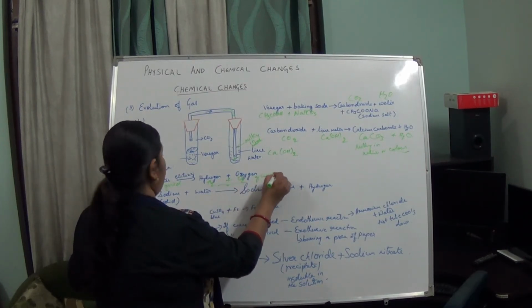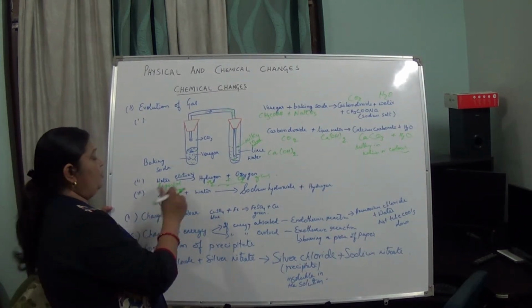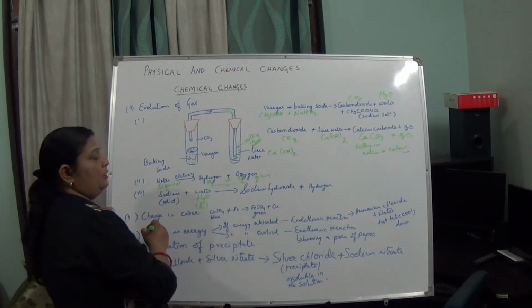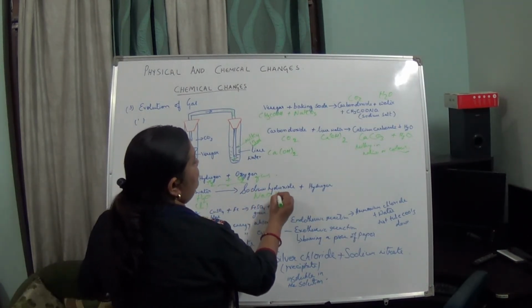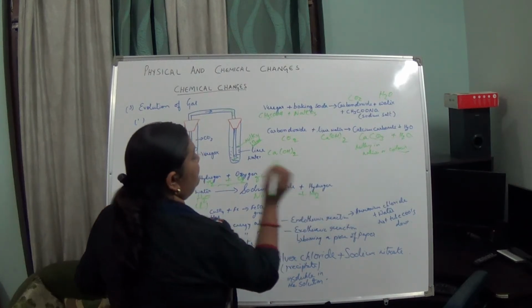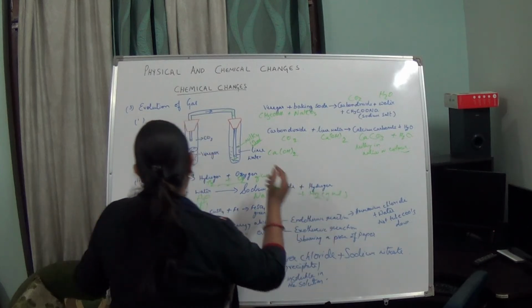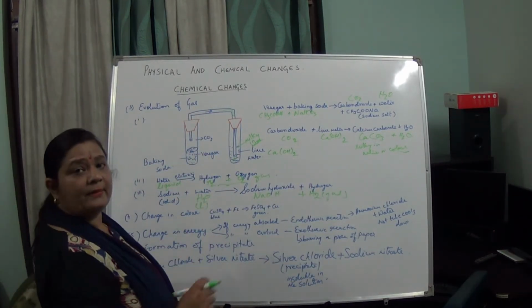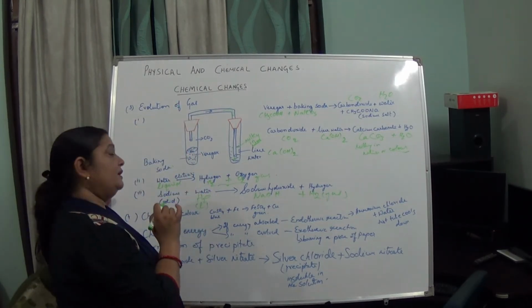gaseous form. Now sodium, if you take sodium in the solid form and add water which is in liquid form, you are getting sodium hydroxide plus hydrogen, and this hydrogen is a gas. So you can see these three examples are proving that in a chemical reaction there is evolution of gas.